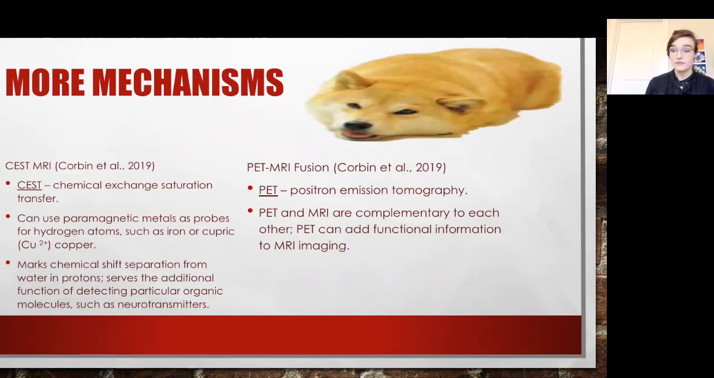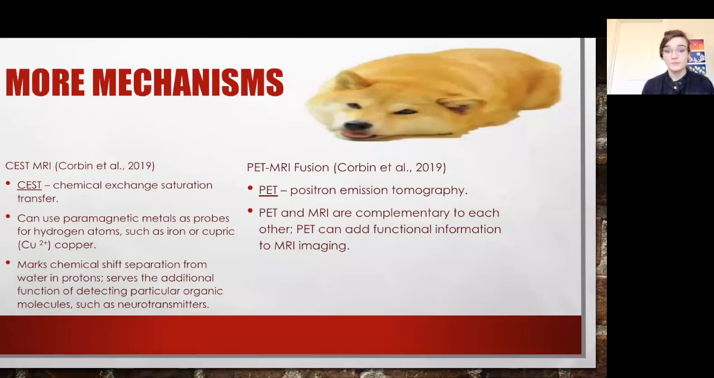So, we have more mechanisms to discuss because there are several types of MRI. There is another type called functional MRI, discussed by Baer, Connors, and Paradiso in 2016, which uses blood oxygenation, very similar to near-infrared spectroscopy. Then we have CEST MRI, which is chemical exchange saturation transfer. These use paramagnetic or almost magnetic metals as probes for hydrogen atoms in water. These metals include iron or cupric copper. So this marks a chemical shift separation from water and protons. Because this measures pH, this can serve the additional function of detecting particular organic molecules such as neurotransmitters.